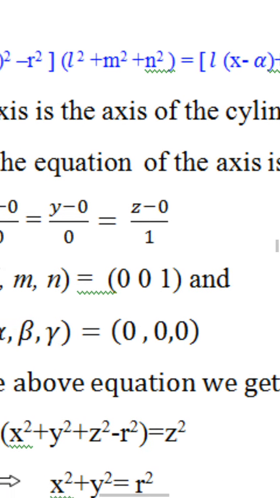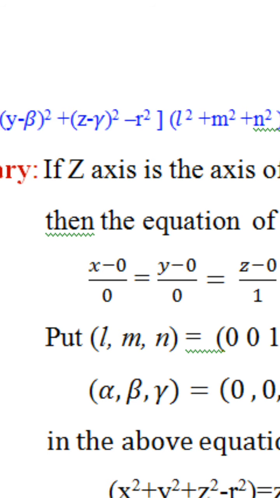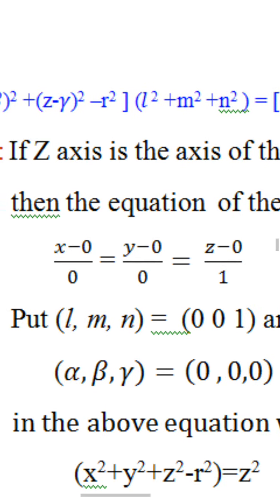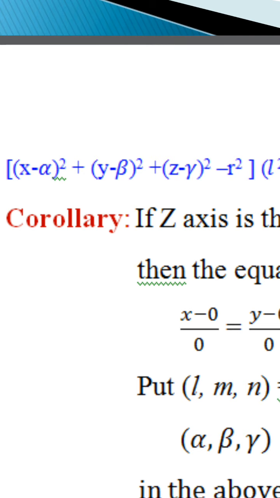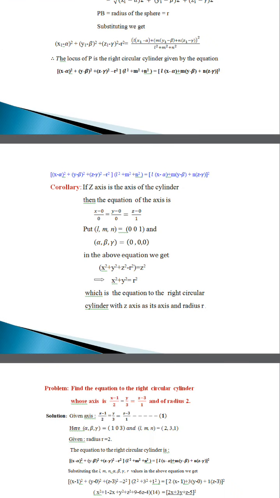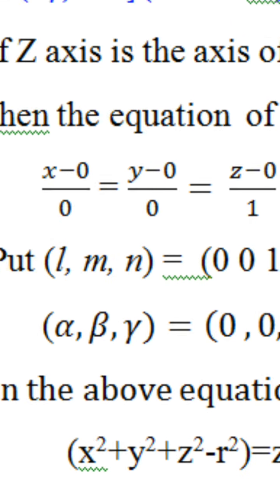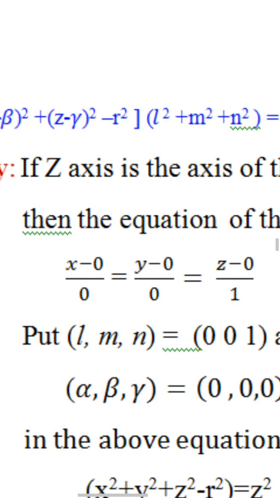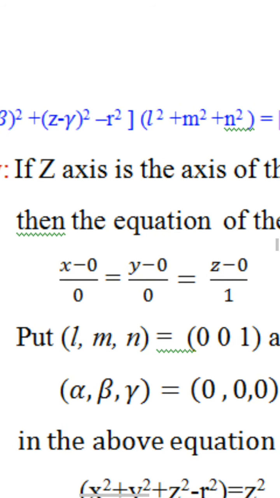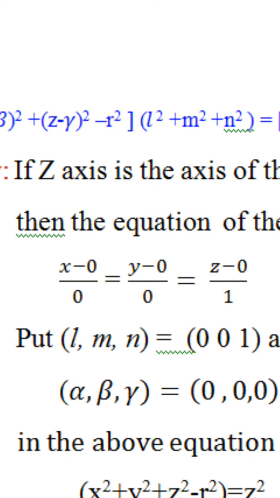Now, if you put 0, 0, 0 in the place of alpha, beta, gamma, then what happens here? (x minus 0) whole square plus (y minus 0) whole square plus (z minus 0) whole square. That means x square plus y square plus z square, minus r square, into l square plus m square plus n square. Here l, m, n are 0, 0, 1. Then l square plus m square plus n square will be 0 square plus 0 square plus 1 square, that is 1. So no need to write 1, right?